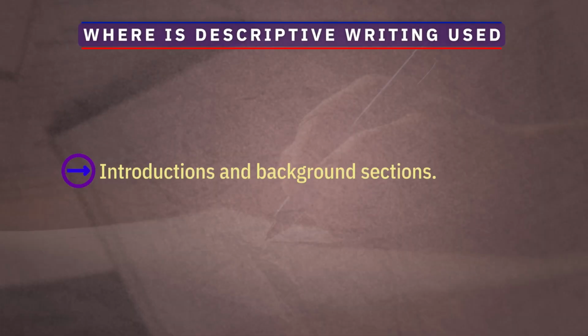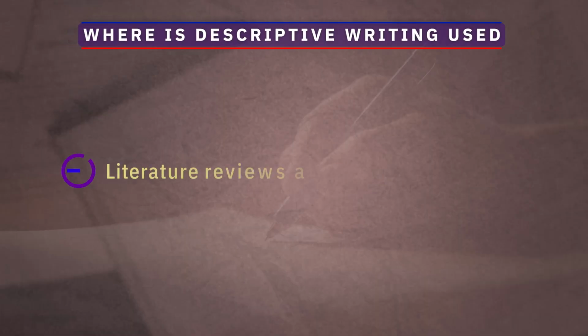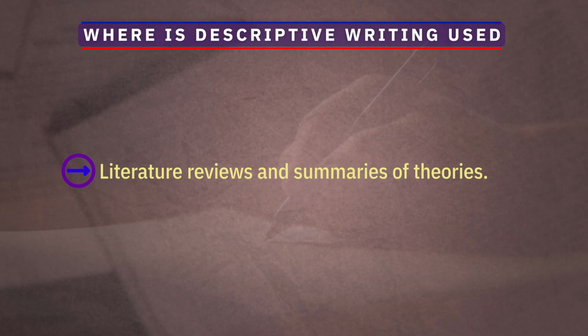Now, where is descriptive writing used? If we think about an academic answer, we must try to identify the areas in which descriptive writing is suitable. Certainly, in the introduction and the background sections. While writing an academic answer, the introduction or the background section can use descriptive writing. In fact, it is desirable to use descriptive writing. Also, in literature reviews or summaries of theories, descriptive writing is often useful.